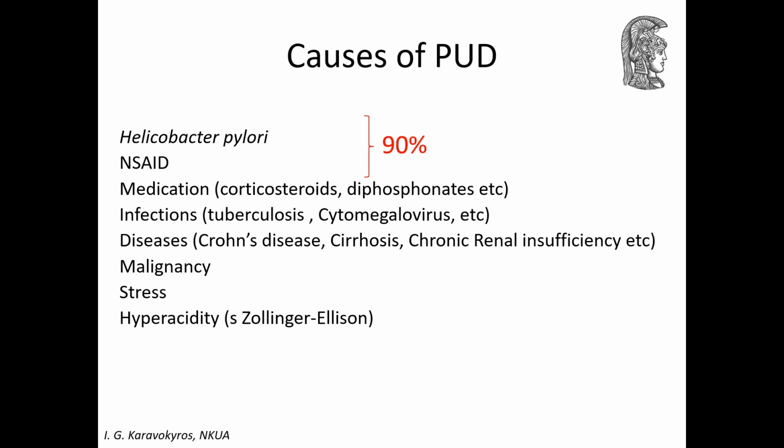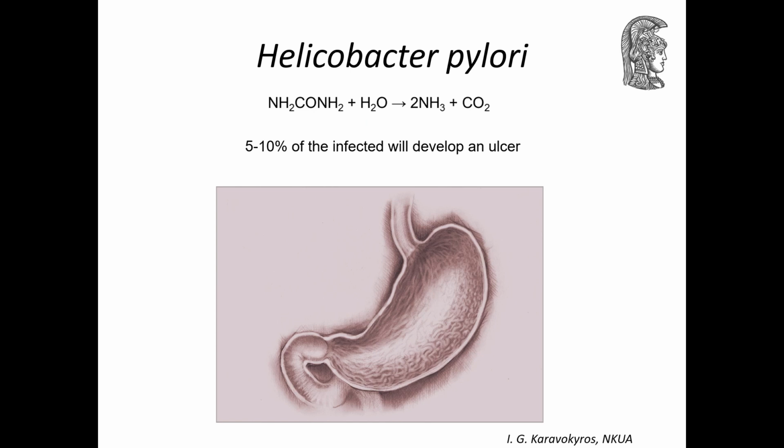There are many causes of peptic ulcer, but almost 90% of cases are due to Helicobacter pylori and non-steroid anti-inflammatory drugs. Helicobacter is a gram-negative rod that produces urease, an enzyme that breaks down urea to produce ammonia. Ammonia neutralizes acid and allows the microbe to survive. The microbe is transmitted by the fecal-oral or oral-oral route, and colonization of the stomach leads to gastritis.